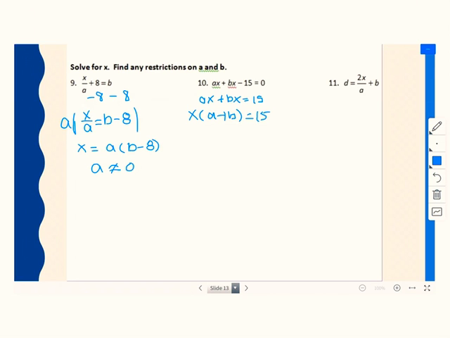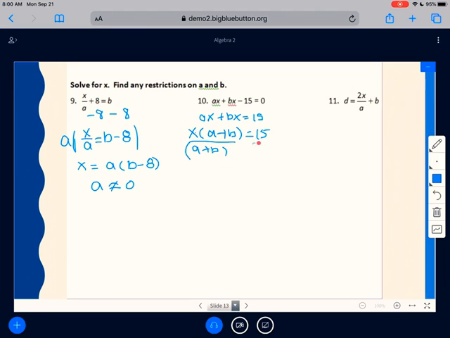And then since these are multiplied, we can divide by a plus b. And then that leaves x equals 15 over a plus b. But again, we know that the bottom of a fraction cannot equal 0. So that tells me that a plus b does not equal 0.